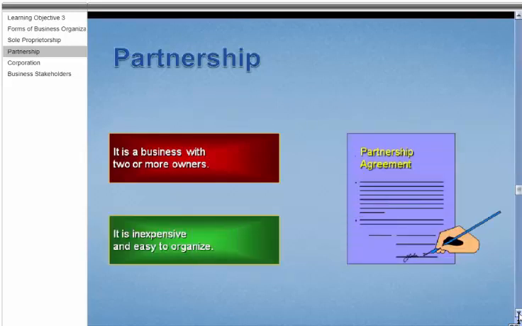Okay, let's talk a little bit about partnerships. Partnerships are businesses with two or more owners. Now, we're concerned with partnerships that operate a business for a profit. They are also inexpensive and relatively easy to organize. You don't have to have a partnership agreement, but it's a pretty good idea to have one, at least so you understand how profits and losses will be split between the people that have decided to form a business and operate one as a partnership.